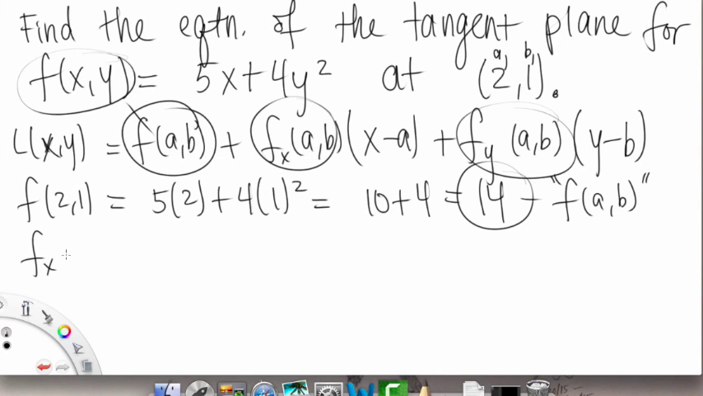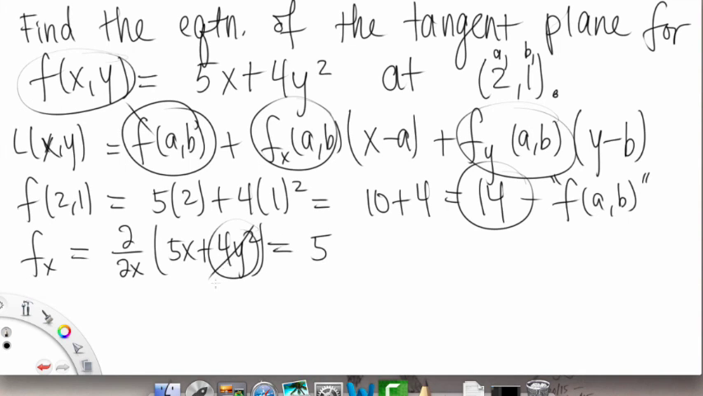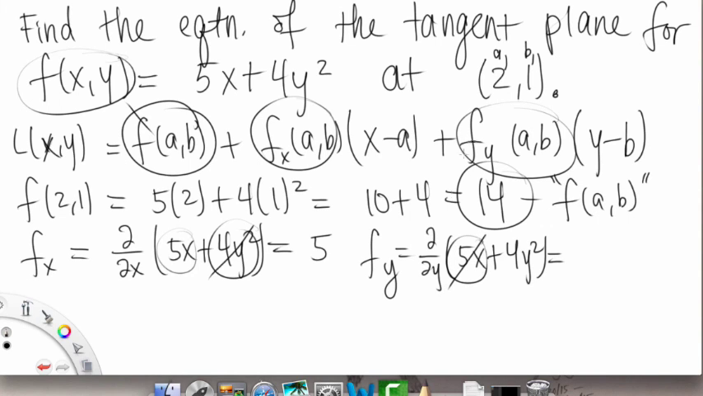So f sub x is going to be the partial derivative with respect to x of our original function. Okay, and when we do that, we just get out a 5, right? Because the y terms go away, and then we pull out that coefficient of x. And then, secondly, we have f sub y. That's going to be the partial derivative with respect to y of our function. So we have something like that, right? And the x term is going to go away because that's like a constant. And then we have an 8y here, okay?